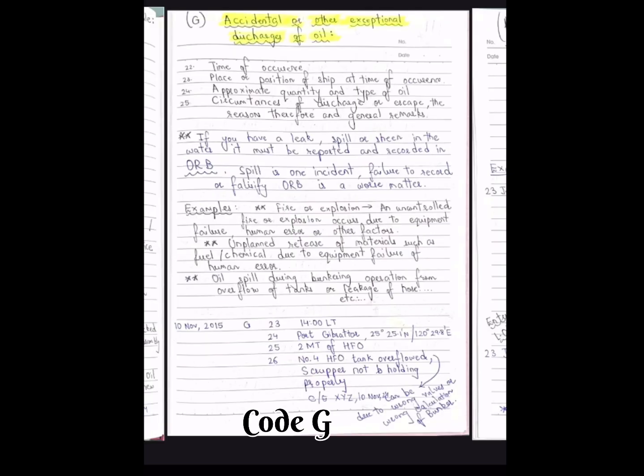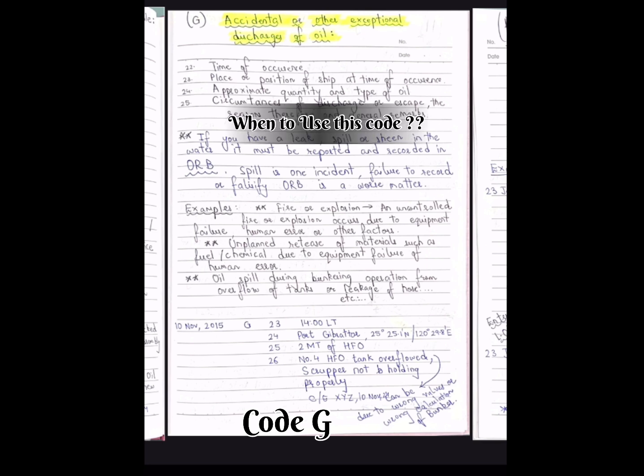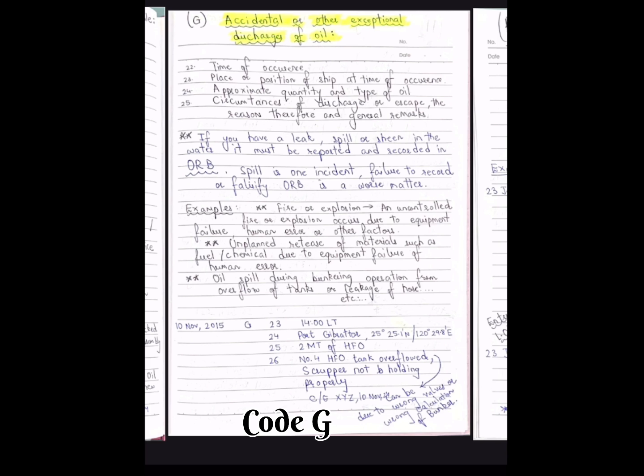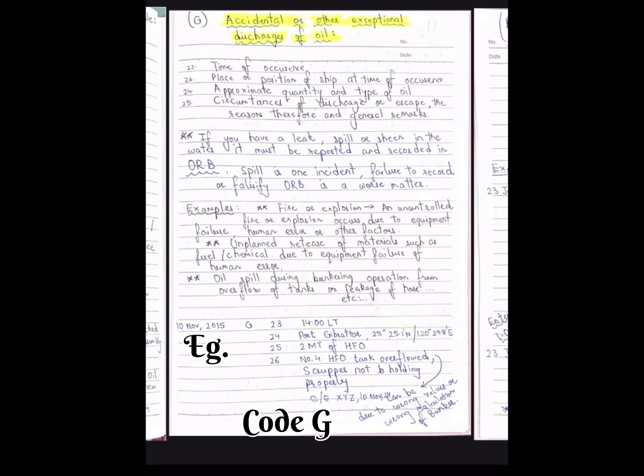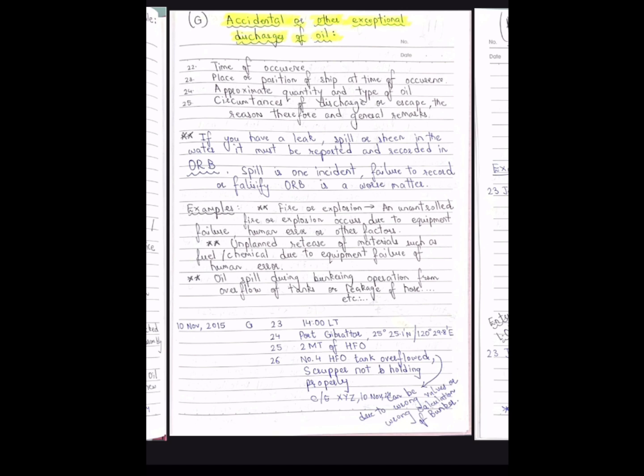So coming to code G, that is the accidental or other exceptional discharge of oil. When you will use this code: if you have a leak, spill or sheen in the water, it must be reported and recorded. It can be due to fire or explosion, unplanned release of oil or chemical, or an oil spill during bunkering. Here I have shown one example where one of the fuel oil tanks overflowed and the scupper plugs were not kept properly, and it resulted in an accidental discharge of oil.